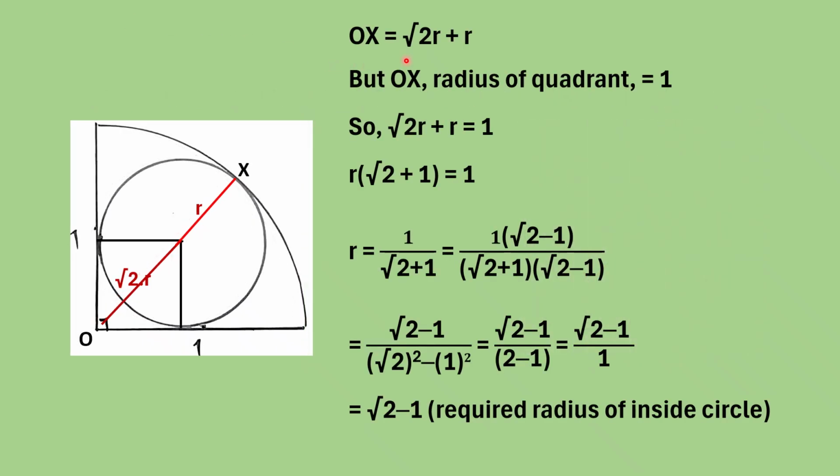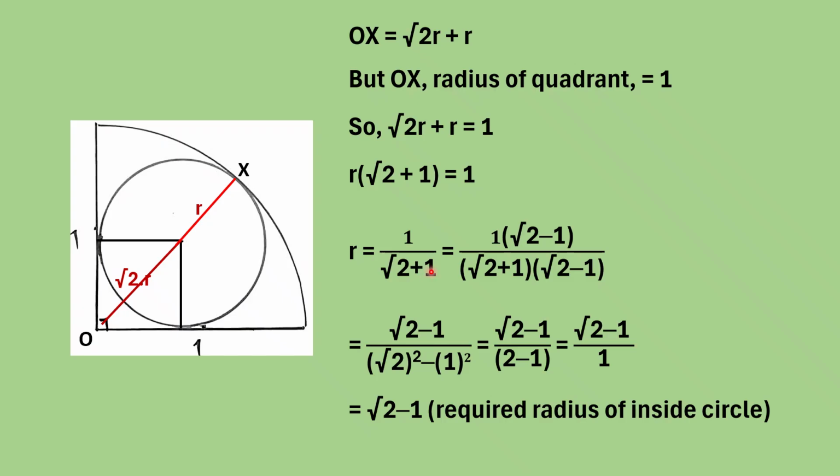So we got OX equal to root 2r plus r, but OX is the radius of the quadrant, which is equal to 1 unit. So we can say root 2r plus r is equal to 1. Right? Or take out r as common, that is r into root 2 plus 1 equal to 1. So r will be 1 divided by root 2 plus 1.